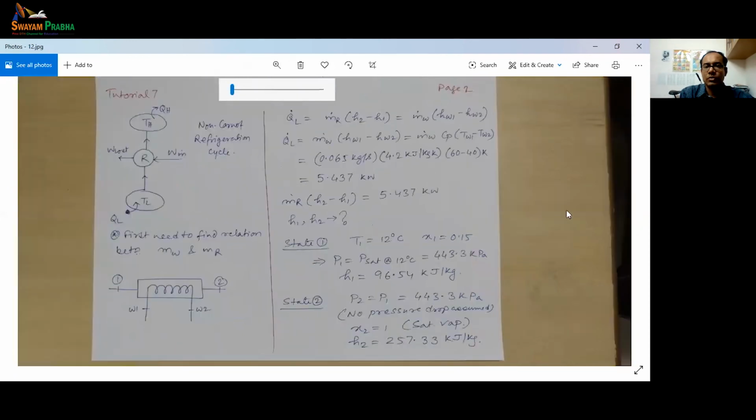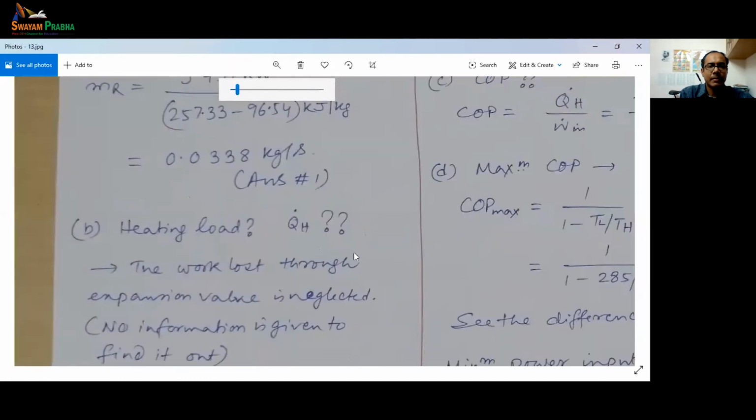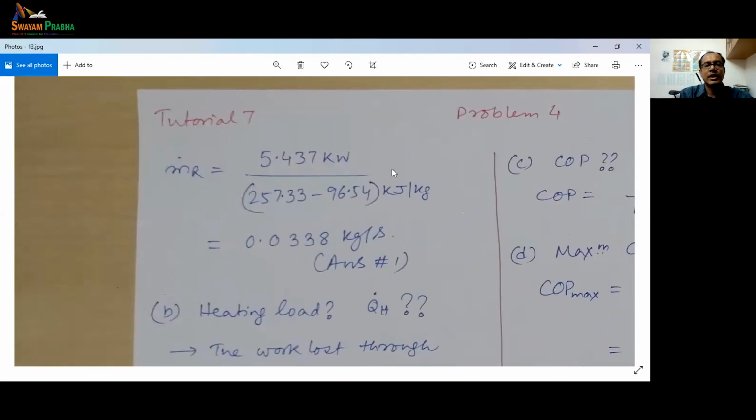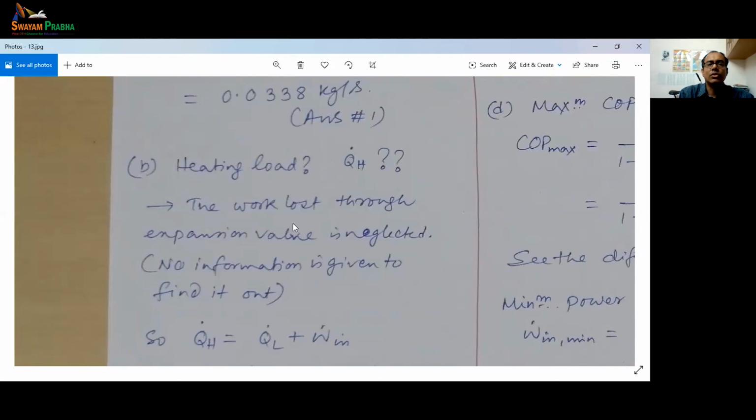So if we do that, what we find? M dot R we can directly find as 0.0338 kg per second, and that's your first answer. What is the mass flow rate of refrigerant? Now the second one is what is the heating load? That means Q dot H, how much heat the heat pump is putting through the condenser.